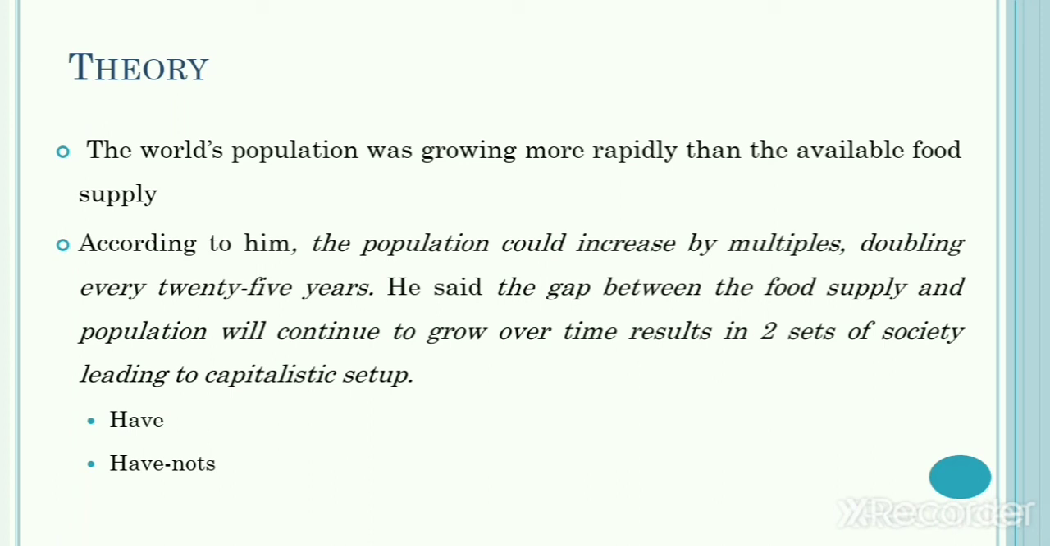According to Malthus, the widening gap between the population and the food supply will increase the pressure over the subsistence, and this results in the society getting into two divisions: the haves or the rich and the have-nots or the poor. This societal division leads to a capitalistic setup. The capitalistic society will result in the rich becoming richer and the poor becoming poorer.